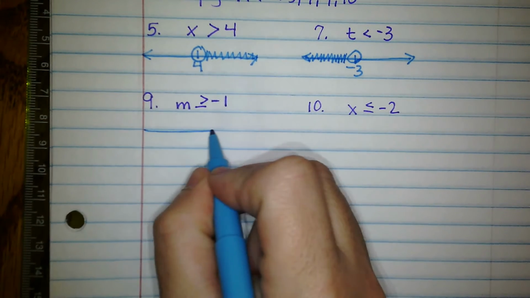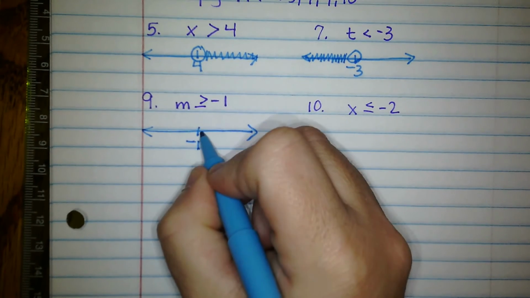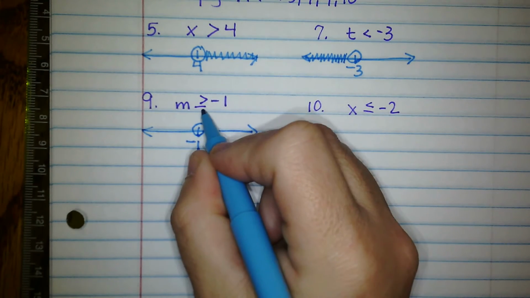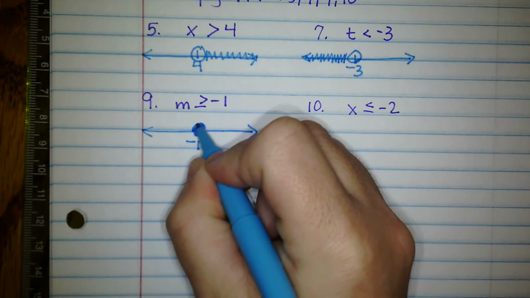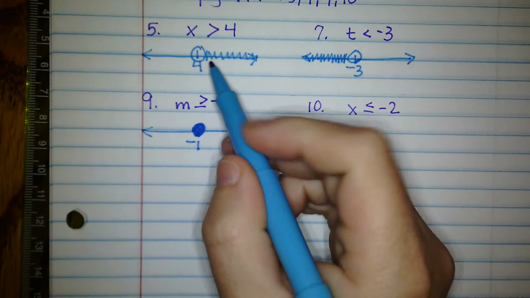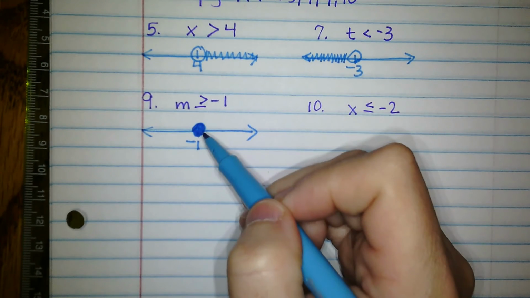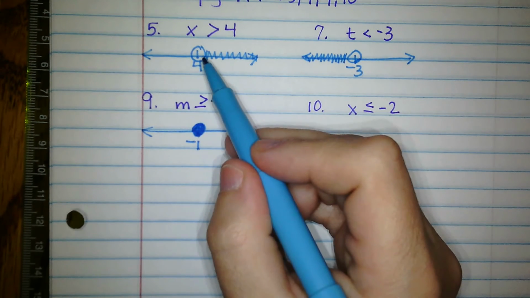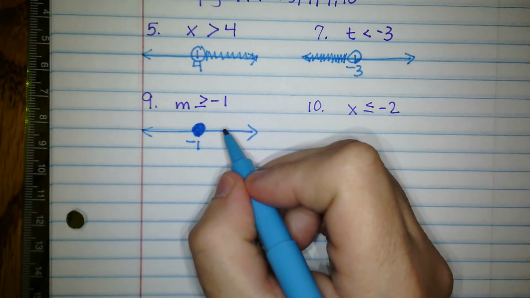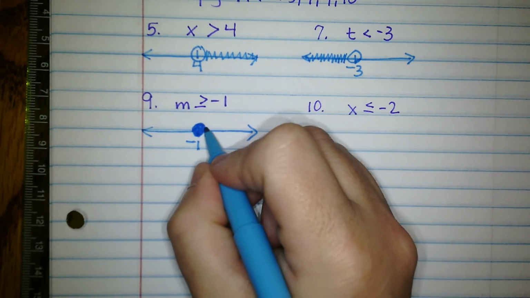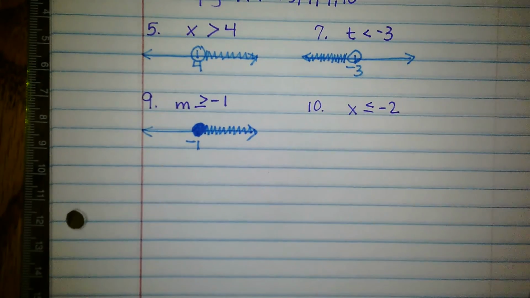Number 9, m is greater than or equal to -1. So when we make this number line, the -1, of course, is the most important. We're going to circle it, but because it says equal to, we're including this value, and that's why we have to have it solid. So this is a closed circle. Difference between open and closed means line or no line. So if there is a line, you color it in. No line, don't color it in. We want greater than -1. Greater means we're going toward the positives, which means we would have 0, 1, 2, and 50. All those numbers are bigger than -1.